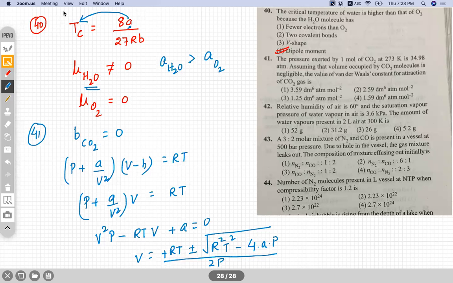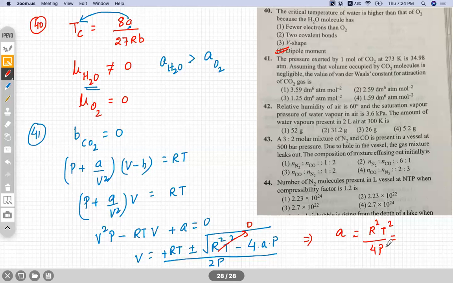Now what we need to do here: since pressure and temperature are given, for a given pressure and temperature, volume must be constant. So it must have one unique value. For a unique value of V, the plus or minus term must be equal to 0. So from this, we get A is equal to R square T square by 4P. The value of R is 8 point.